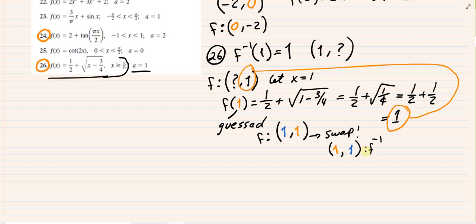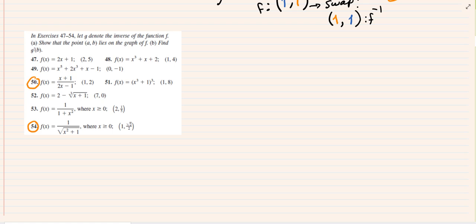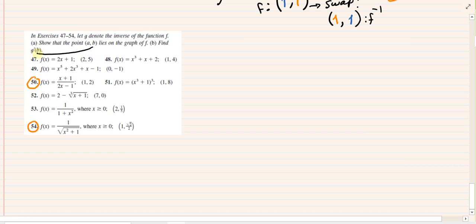So there we have exercise number 26. Let me grab a couple more. Okay, so here's our next set of examples. In exercises 47 to 54, let g be the inverse function. Show the point (a, b) is on the graph of f, and then find g prime of b, that is, evaluate the derivative of the inverse function at b. That's what we want to do.